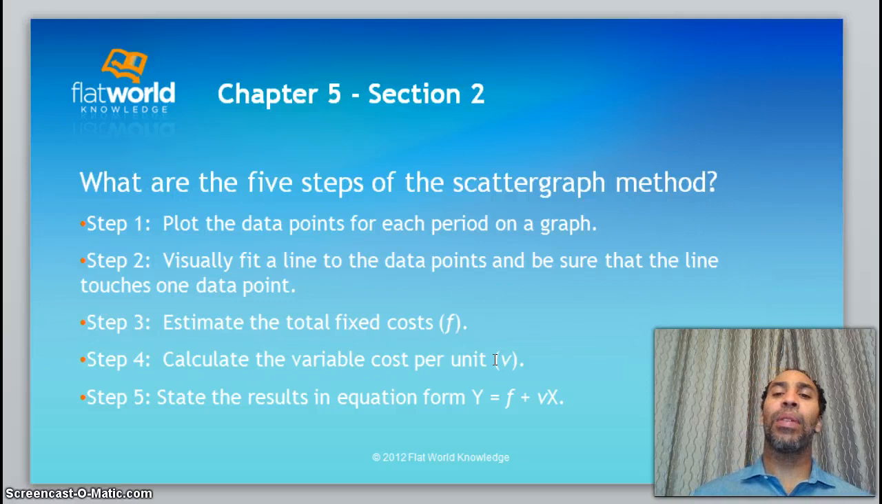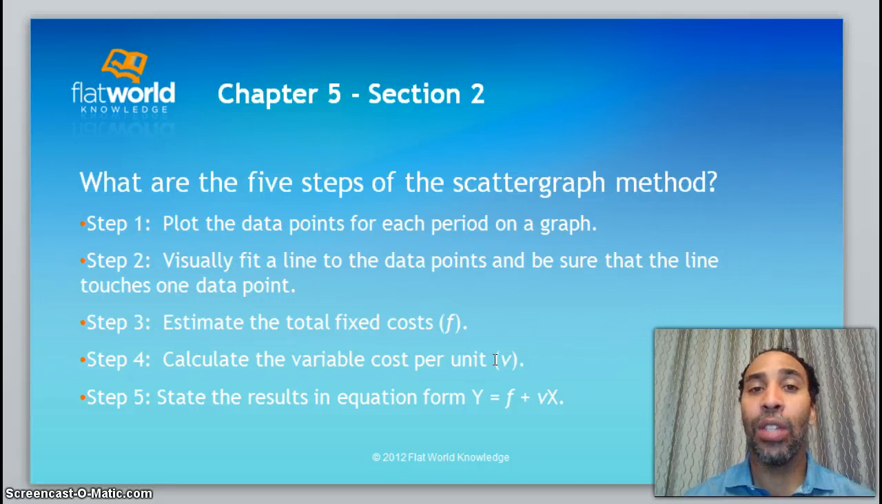So what are the 5 steps of the scatter graph method? Well, step 1, plot the data points for each period on the graph. Number two, visually fit a line to the data points and be sure that the line touches one of the data points. Step three, estimate the total fixed cost, which is going to be that lowercase f. Step four, calculate the variable cost, which is the lowercase v. And step five, state the results in the form of an equation, our favorite chapter 5 equation, y equals f plus vx.